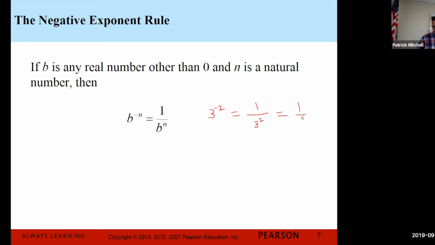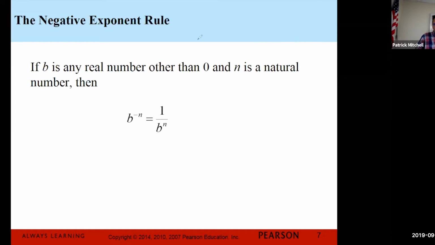Okay. So after we've gotten through all these rules, there's a slide in here that talks about what does it mean for your expression to be completely simplified. One of the rules is that it should not have any negative exponents in it. So this rule tells you how to fix up negative exponents. Okay.